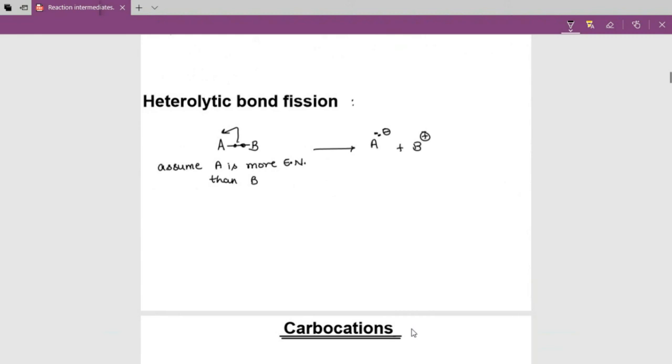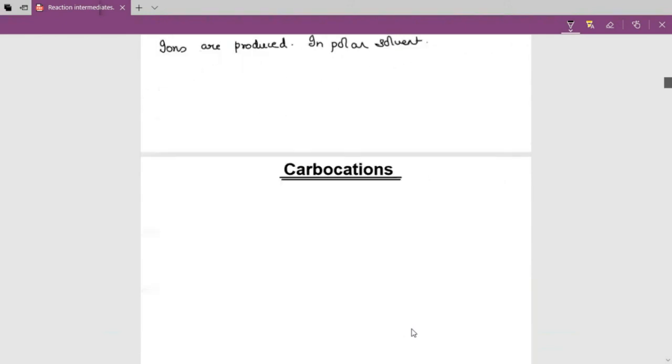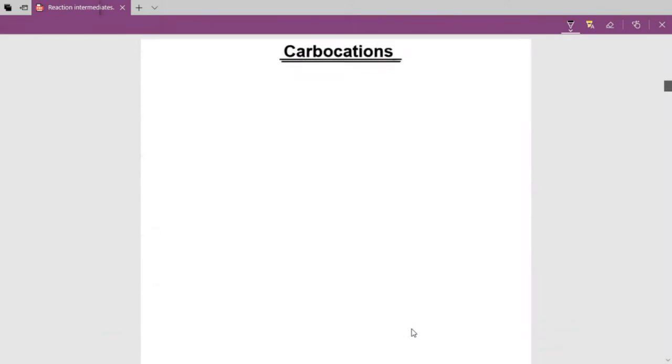In a heterolytic fission, products are ions. Ions are produced, so it will be favored in polar solvent. In non-polar solvent, it will be avoided. Let us move to carbocations.